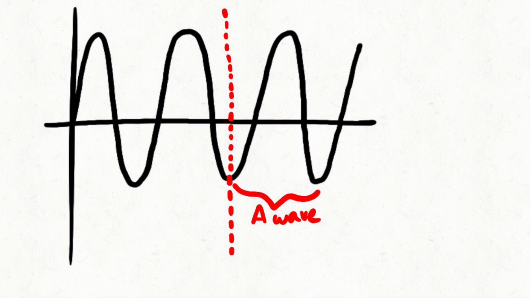In this image, the dotted red line represents a given point in a given unit of time, and a wave has passed by it. It is 1 hertz. We will now learn about the different types of waves on the electromagnetic spectrum.